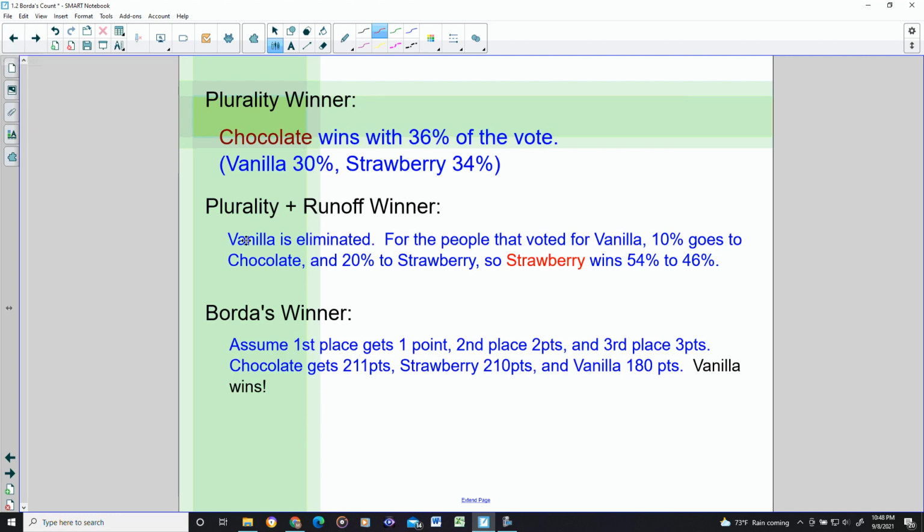So Borda count, and here's the rest of it here. You can see, right, we got the numbers all correct. So strawberry won the runoff, vanilla won Borda count, and chocolate won the plurality. Yeah, so again, there's no guarantee that any of these election models will agree, especially if the data is close enough. Okay.